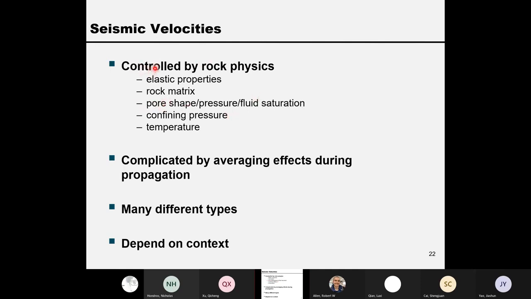Actually, velocity in theory can be used to discover or determine the different fluid, but that's only in theory, right? Because sensitivity against the errors, that's not realistic. But at least the pore pressure, pore shape, and the fluid saturation actually affect the velocity. Okay, but typically for seismic stacking analysis, in this macro scale, it mainly depends on the local matrix.